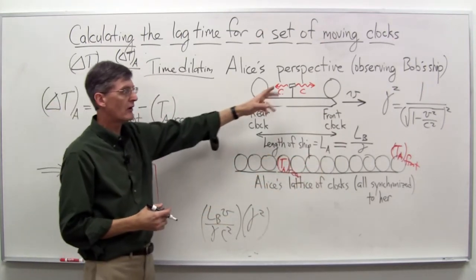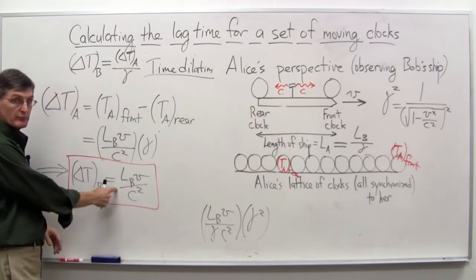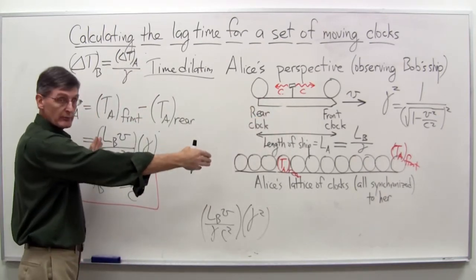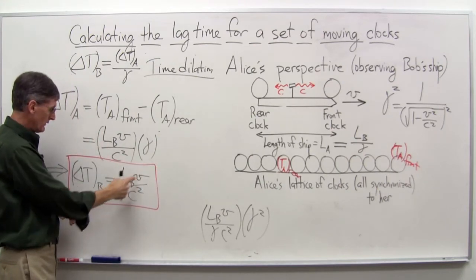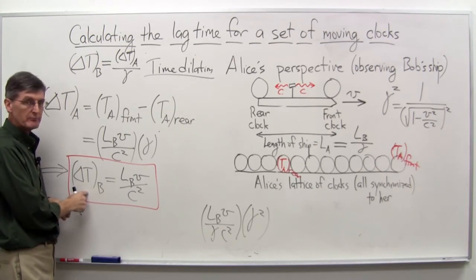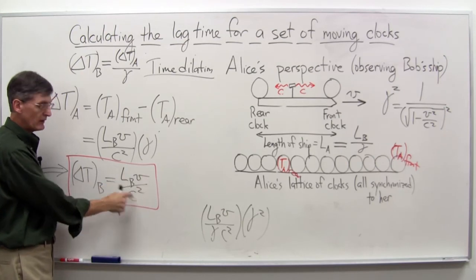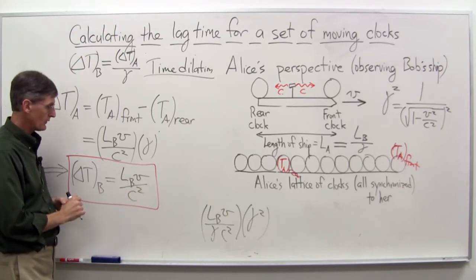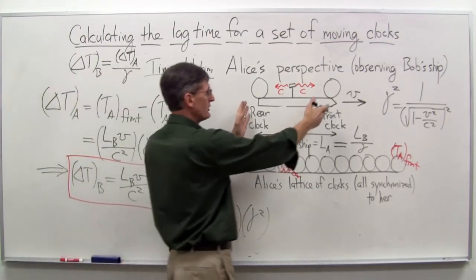And the front clock lags the rear clock by how much? By this much. If I know what the length of Bob's ship is to Bob, and I know what v is, then the lag, or the difference that Alice sees on Bob's clocks, is the length according to Bob, times v divided by c squared. And here we're just using the length of Bob's ship.